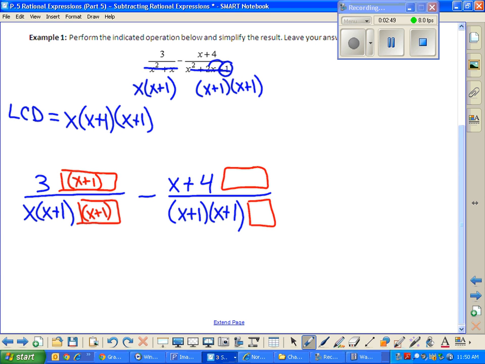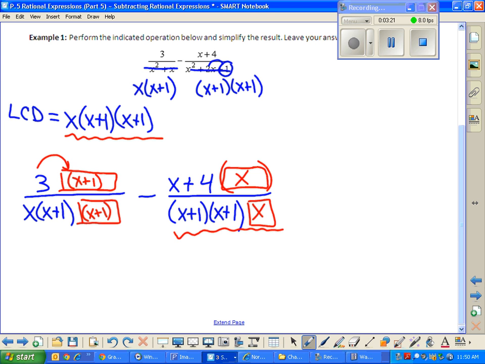If I look at my second rational expression, look at the denominator right there, I notice I'm missing something from this denominator in order for it to be the LCD. What's missing? X. Very good. I can't quite yet subtract. It'd be nice, but I can't, because I need some terms. Eddie, you do have to distribute. Very good. So I'm going to go ahead and do that.